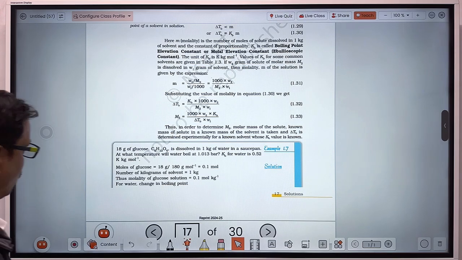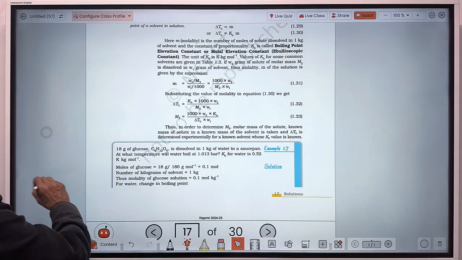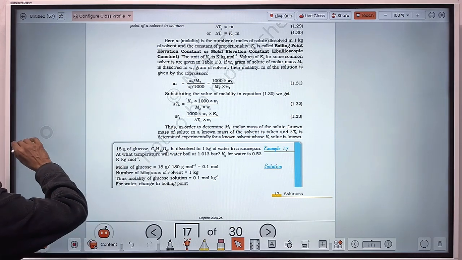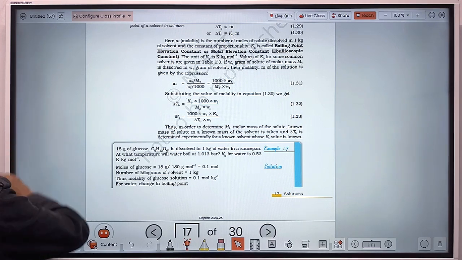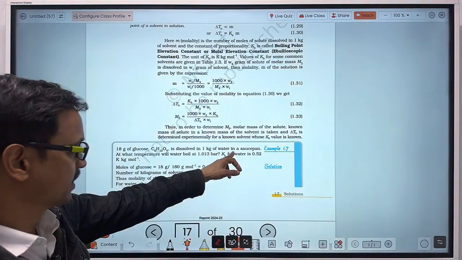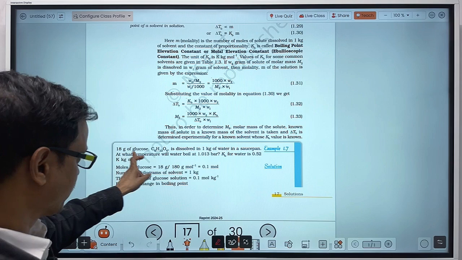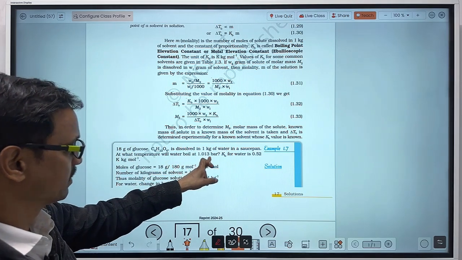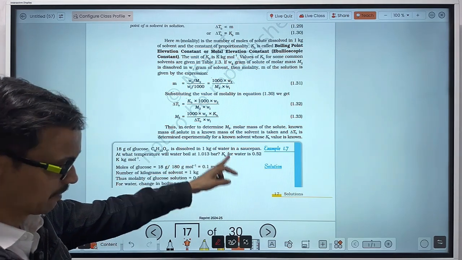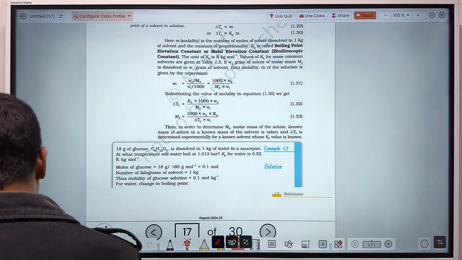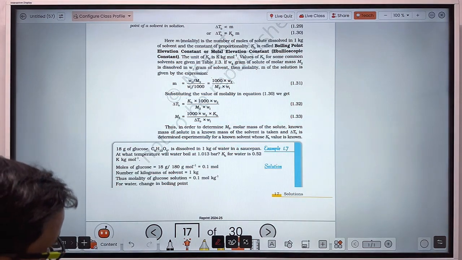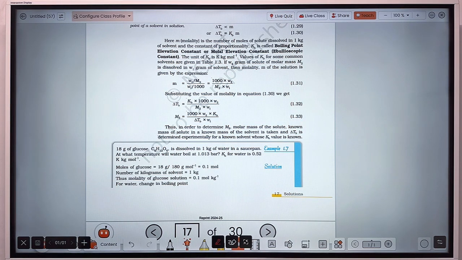No need to panic to solve the numerical question. Let's see how to solve this question. What is given in the question? 18 gram of glucose is dissolved in 1 kg of water in a saucepan. At what temperature will water boil at 1.013 bar, which means 1 atmospheric pressure? Kb for water is given as 0.52 Kelvin kg per mole.